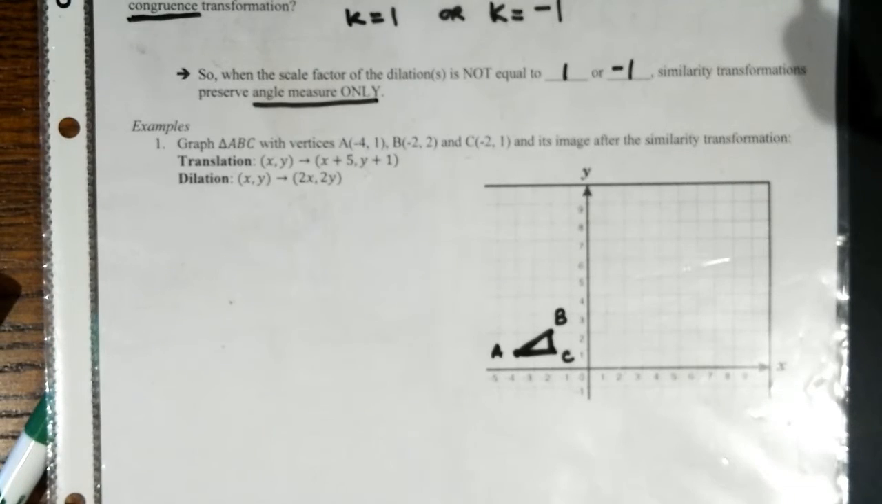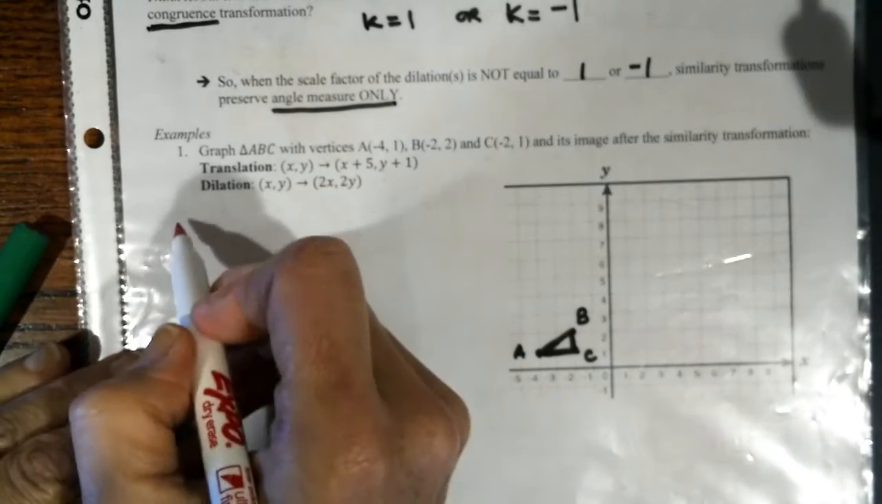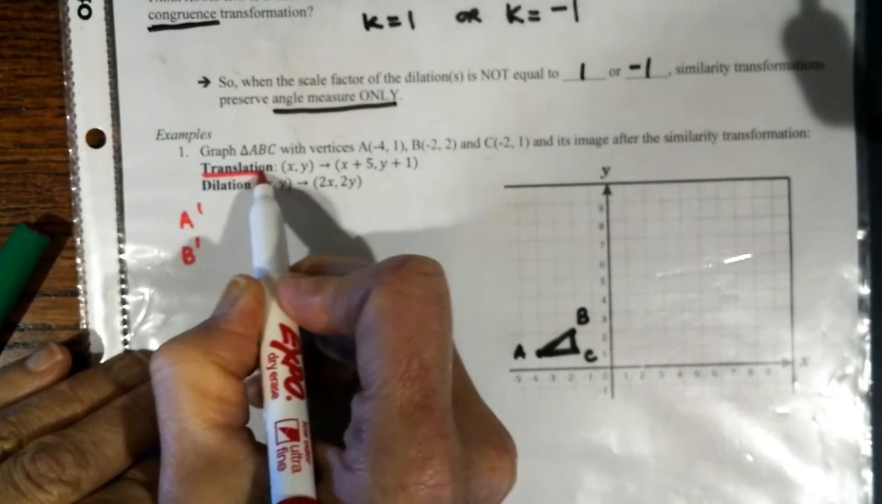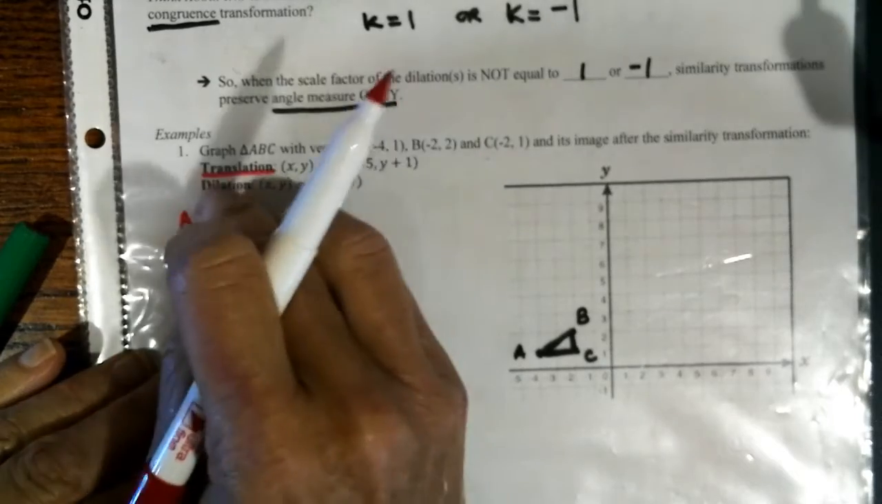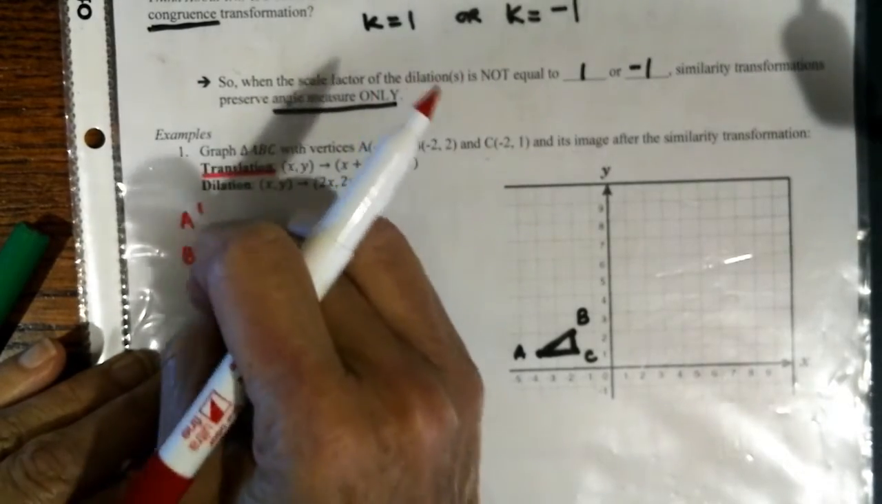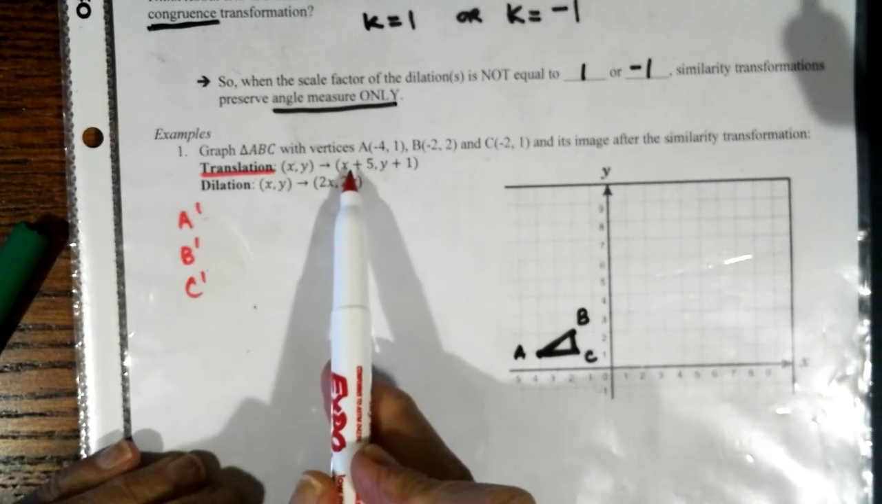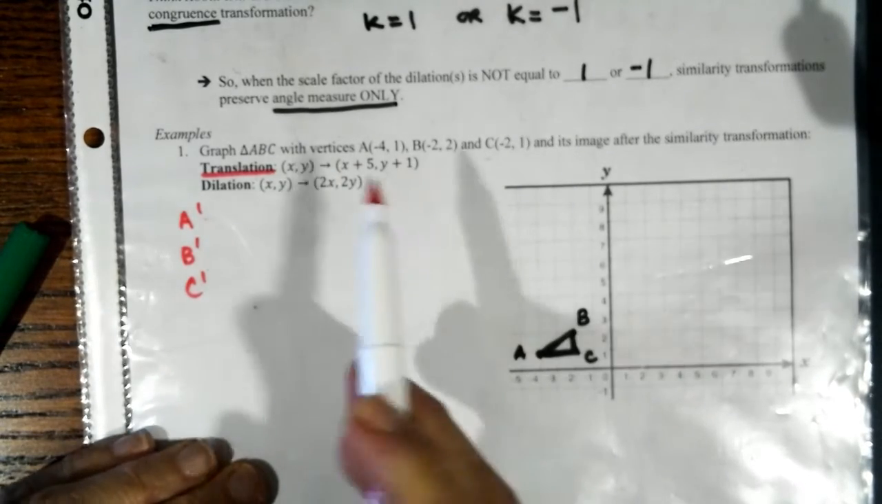Put that right along with me. And then I'll do the second one in red. My translation rule is here. So what I'm going to do is I'm going to put A prime, B prime, C prime here. Well, I'm not going to do the arrow yet. Okay, so I'm going to take these and I'm going to add 5 to my x's, and I'm going to add 1 to my y's.